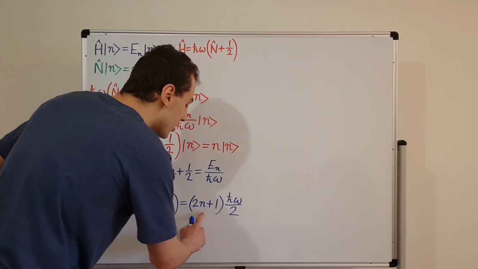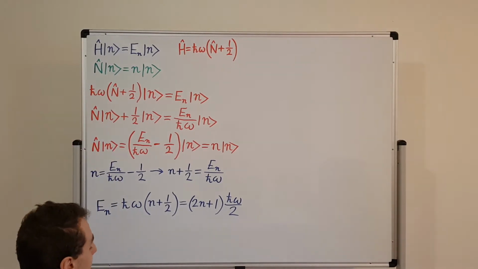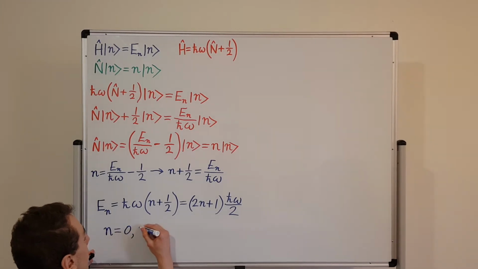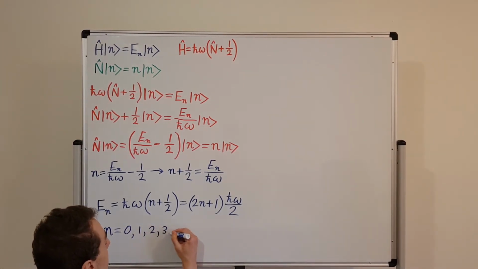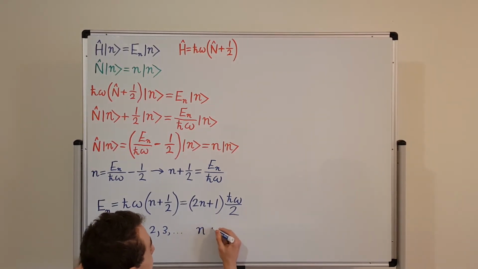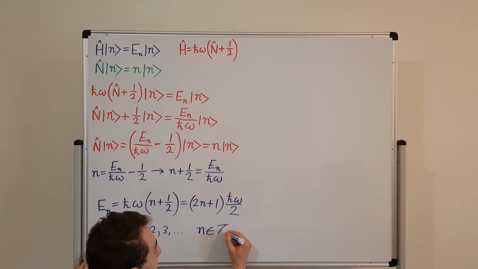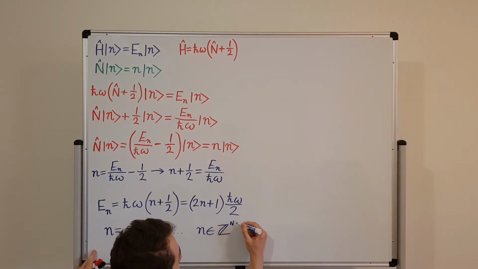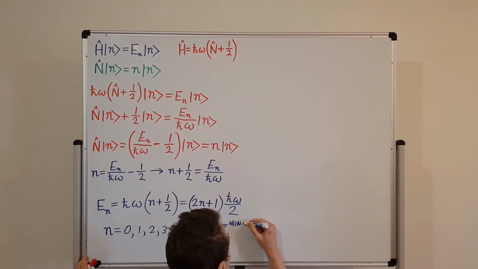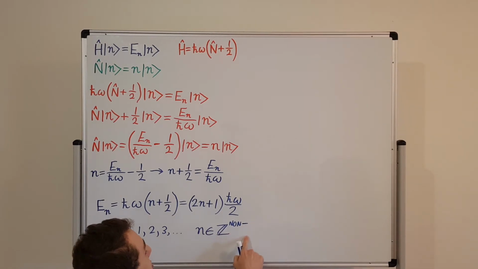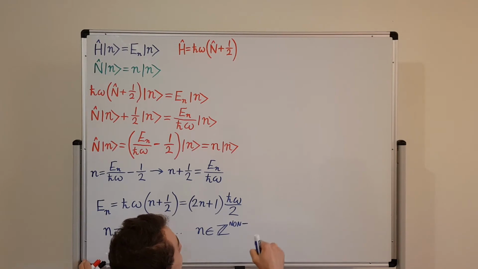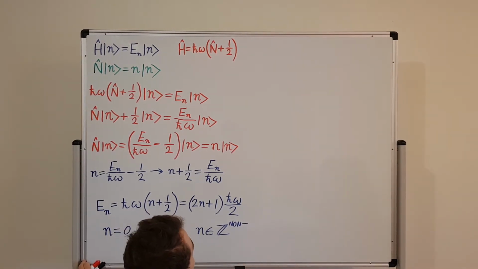If n is allowed to go from 0, so I'll specify this down here. n is equal to 0, 1, 2, 3, and so on. And you could also write it as n is an element of the integers which are non-negative, so I'll just write a minus sign over here. So the non-negative integers. That's some fancy notation for saying these are the integers not including the negative integers. So 0 and the positive integers.